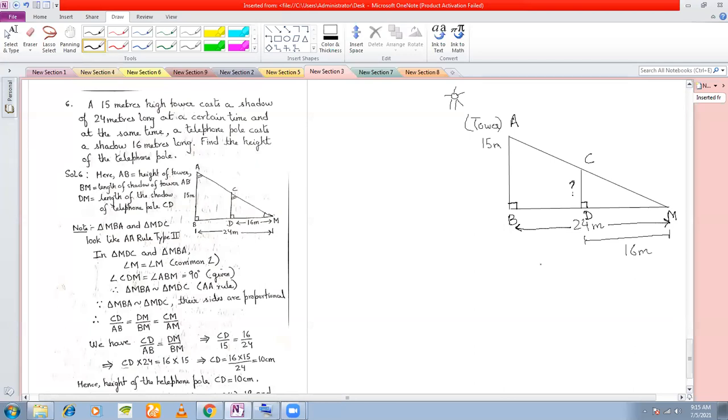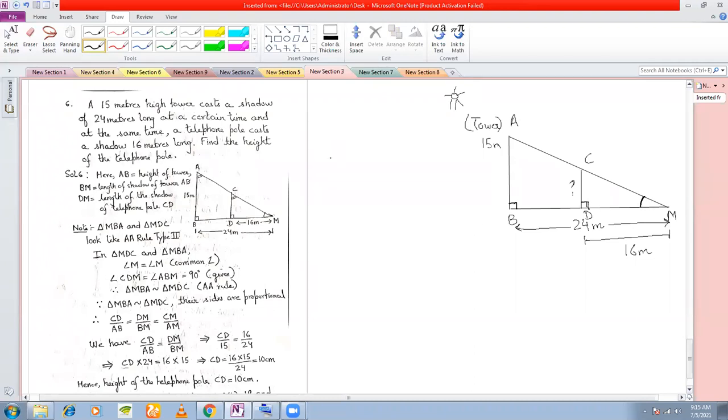So again, what does it look like? If you see, this looks like your type 3 figure, right? In which two triangles should be similar? This triangle here, CDM, must be similar to ABM, the bigger triangle. So how do you prove similarity? This is the common angle, and these two angles are already given to you as 90 degrees. So therefore, these two triangles are similar.